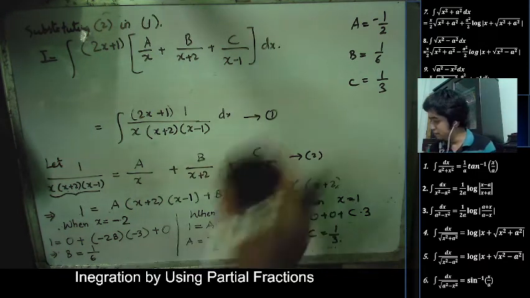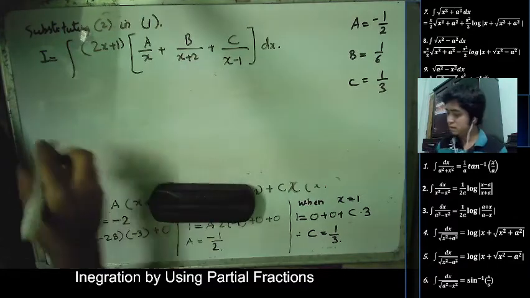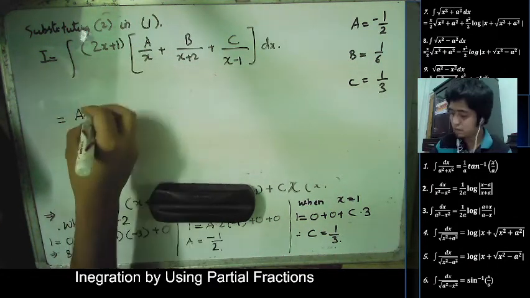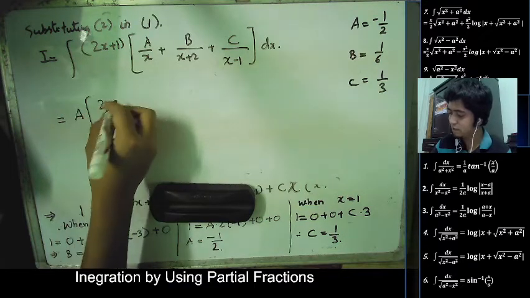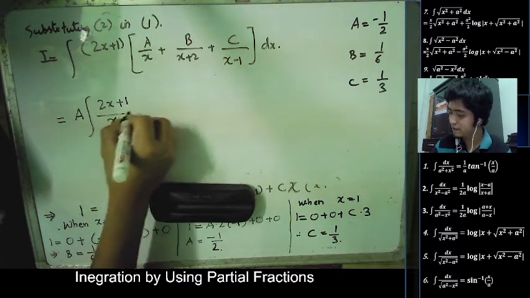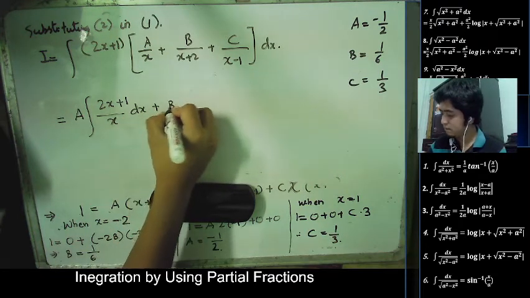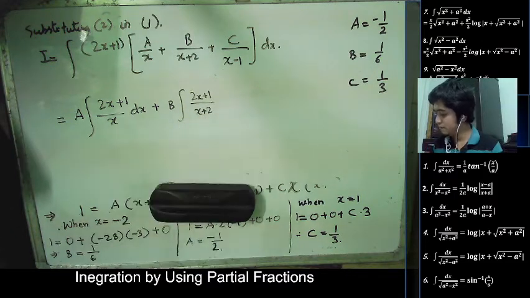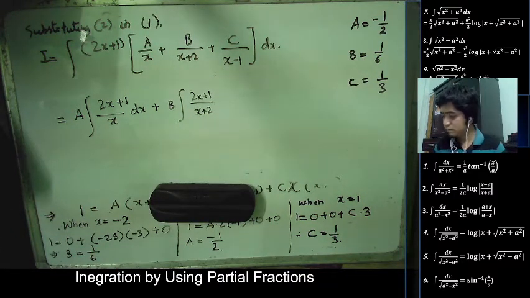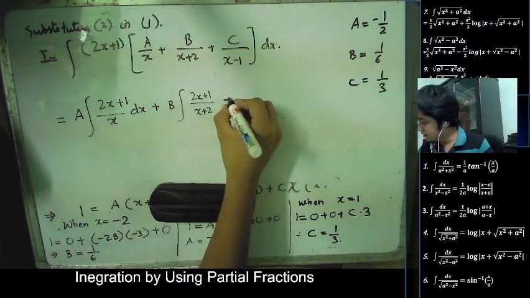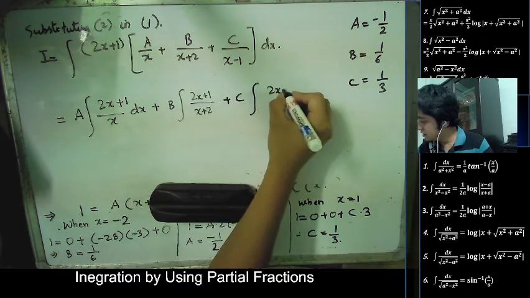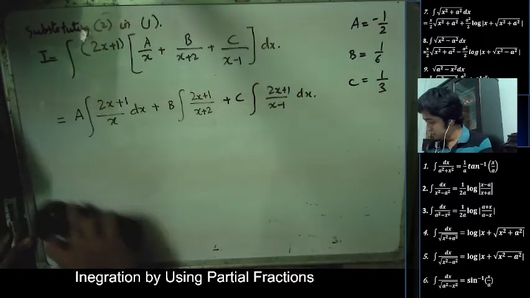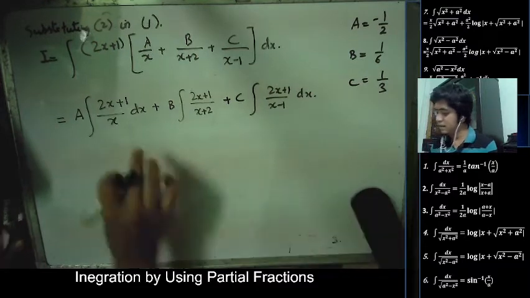Next, what I will do, okay, I can split. Again, I won't put the values of a and b and c. That will be too confusing. So I can write it like this. 2x plus 1 upon x plus 2. And over here I will write plus c, 2x plus 1 upon x minus 1 dx. Okay, so now we can easily integrate this.